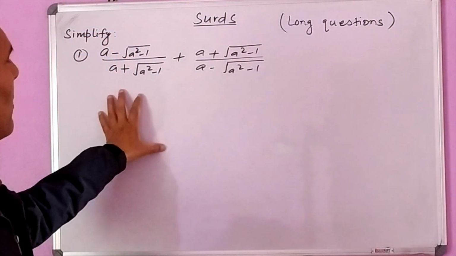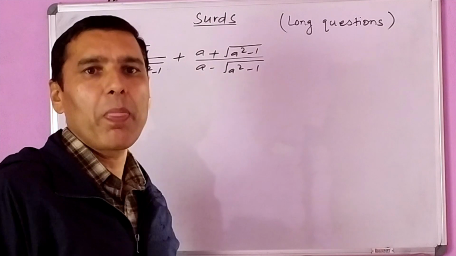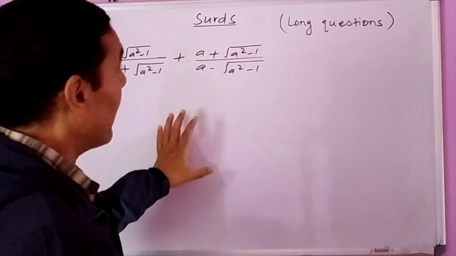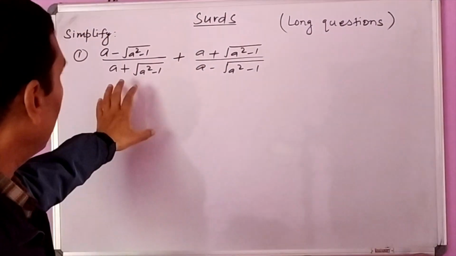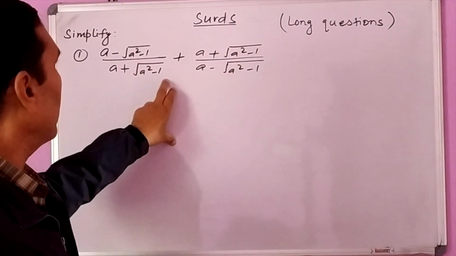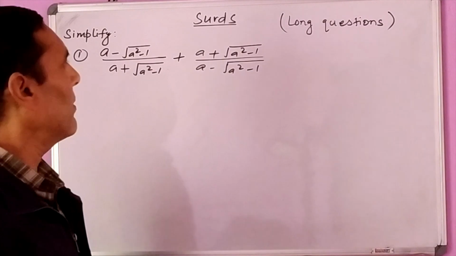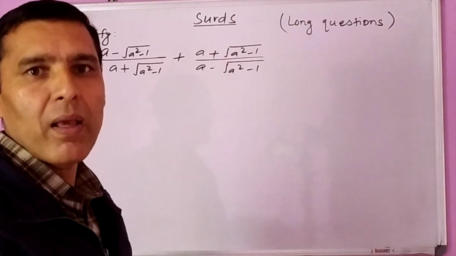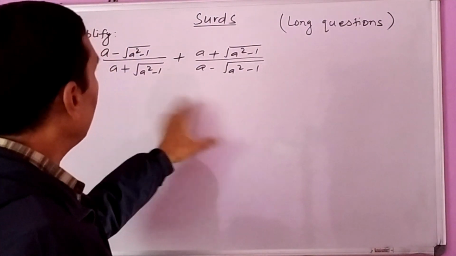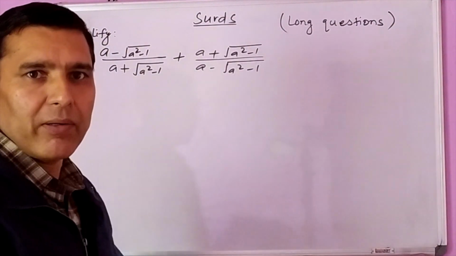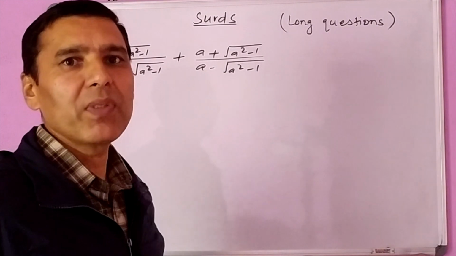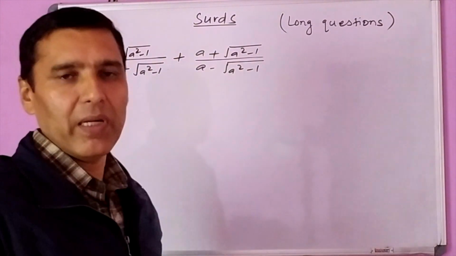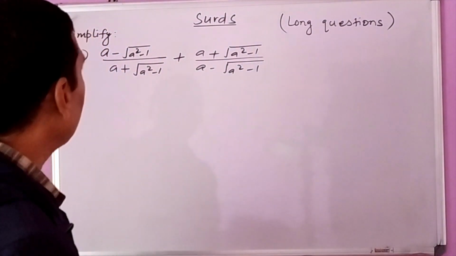So here also we directly take the LCM. We don't try to rationalize the denominator. It is not necessary here because the denominators a plus under root a square minus 1 and a minus under root a square minus 1 are conjugates of each other. If you take the LCM, they multiply together and form a rational number. The denominator will be in the form of a rational number.